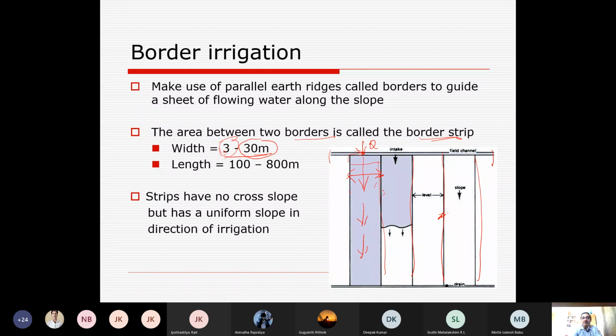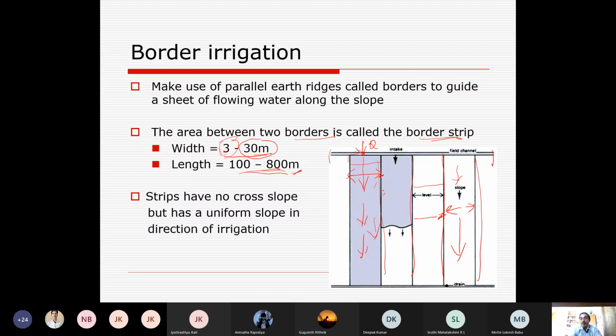What could be the length? It again depends. These are generally observed conditions. It varies from near about 100 meters to a maximum of near about 800 meters. And strips have no cross slope, meaning these are leveled conditions. There is no cross slope in this condition. So strips have no cross slope but have a uniform slope in the direction of irrigation.